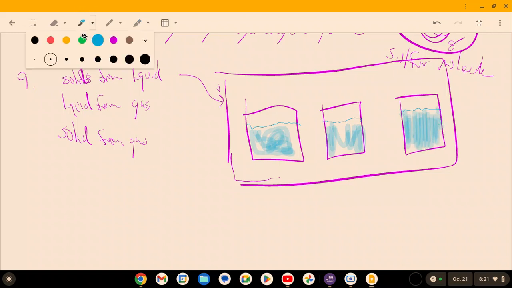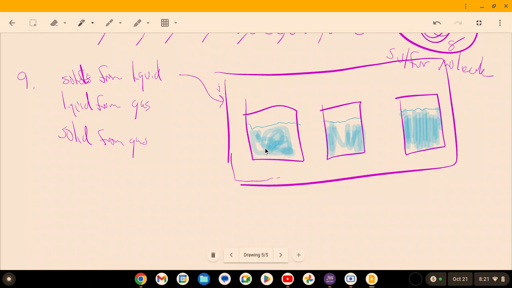The solid will be this color. I can either have the solid sink to the bottom, the solid float on the top, or the solid float somewhere in the middle. It just kind of depends. However, this one's probably not as likely, just because it depends on what the liquid is, really.